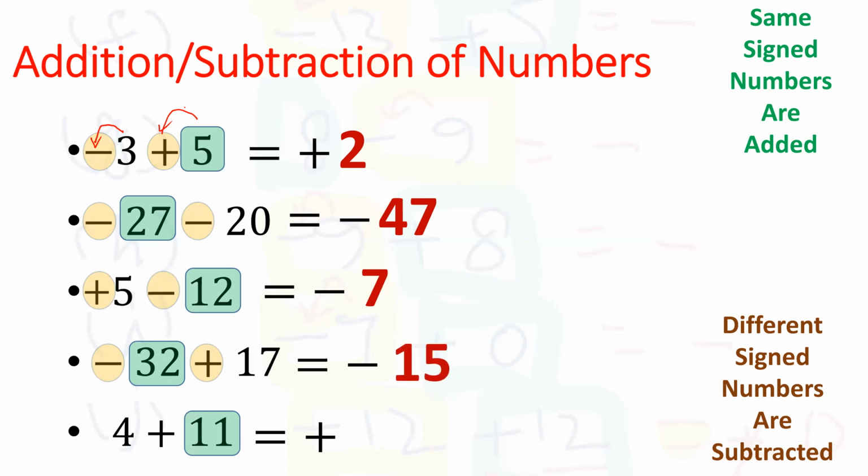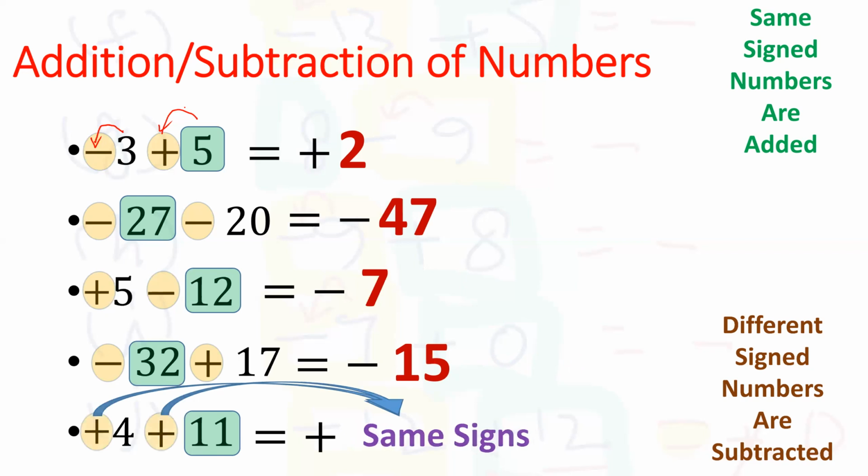Now come to the next, which is 4 plus 11. 4 has no sign, so we know that a number with no sign has a plus sign. So we see that the same sign occurs. The same sign means we add the numbers. So 11 plus 4 is 15. So that's why these are the answers.